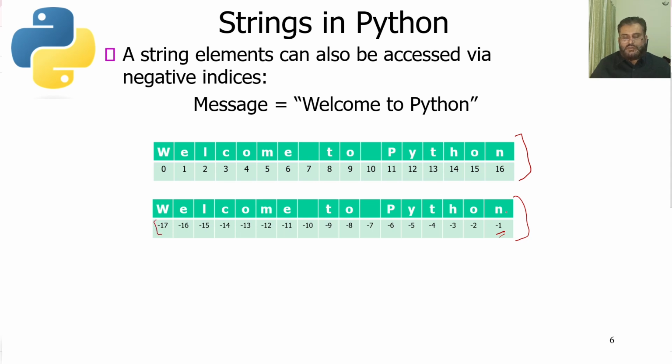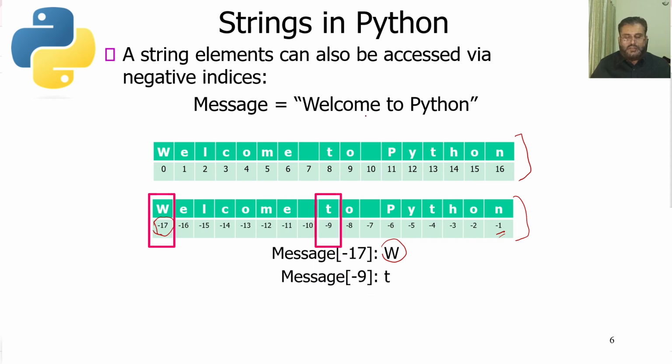So the rightmost character of the string will have the index -1, and the leftmost character or element of the string will have the index which will be equal to the negative of the number of characters in the string. In this case, it has 17 elements, so the leftmost element will have the index -17. And in the same way, we can also give negative indices inside the square brackets. For example, if I give message[-17], the output I will get will be W, which is the element stored at the -17 index of the string in this case.